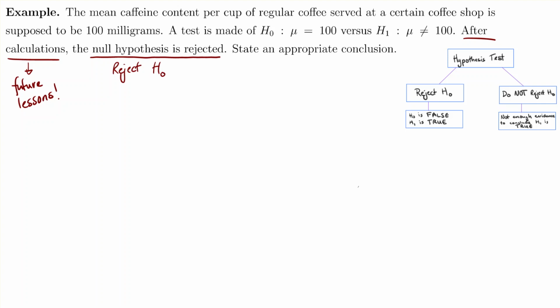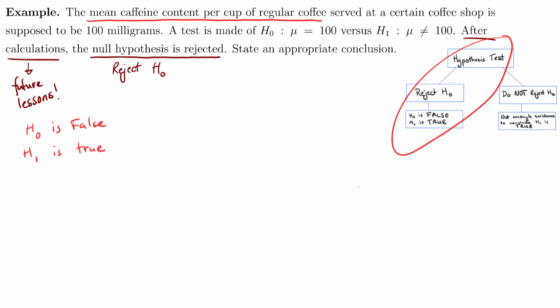Now we need to practice stating an appropriate conclusion in context of the problem. So looking at our flowchart, did we end up rejecting H0 or not rejecting H0 based on the problem statement? We ended up rejecting H0, which means I need to state in words that the H0 is false and the H1 is true. Okay? Now, what was this all about? All of this, if we go back to the context of the problem, is that the mean caffeine content per cup of regular coffee was a certain value.